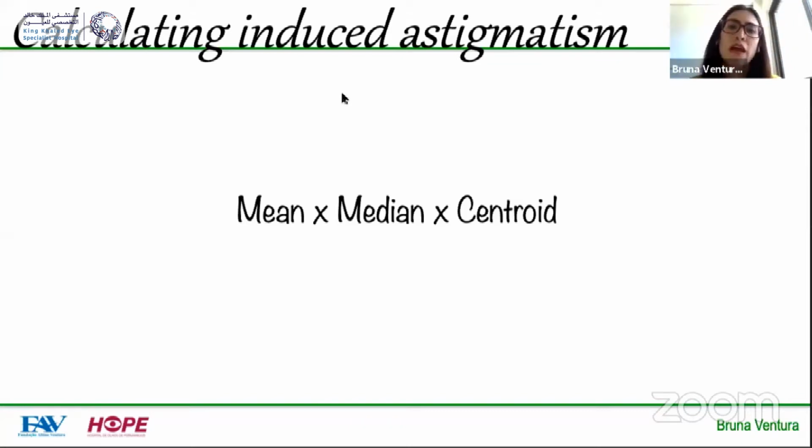Lately, from some years ago until now, we have changed that approach completely. And we now look at the astigmatism not only as magnitude, but also as meridian, so axis. We look at the astigmatism as a vector. And this is a very, very important difference.